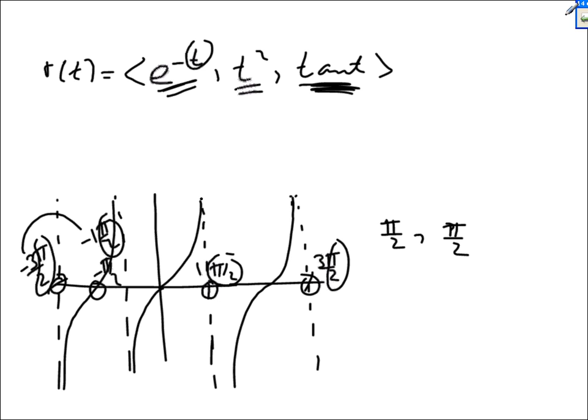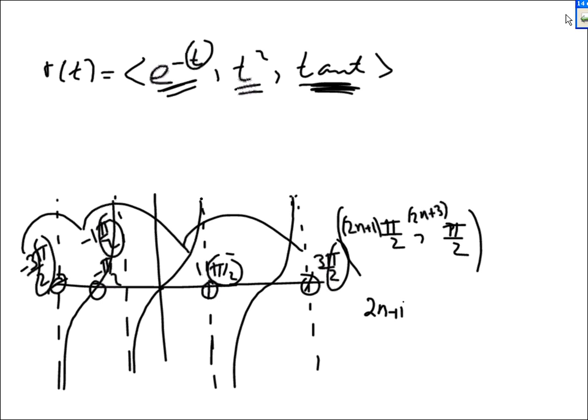Negative 3, negative 1, 1, 3, 5, 7, and they don't skip any. They're always odd. Okay, well an odd number is 2n plus 1. And the next odd number is always 2 more, 2n plus 3. That is, you can write the answer down for any value of n.